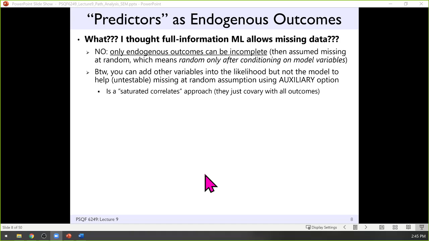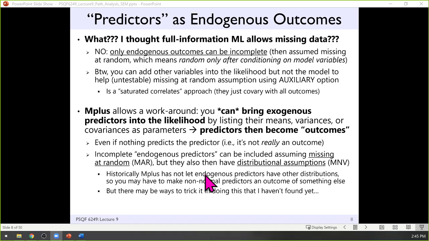And so in Mplus, you get a choice in the matter. In other programs, you don't. And so I have a few slides about that for those who use other programs. What happens in Mplus is that you can trick the model.